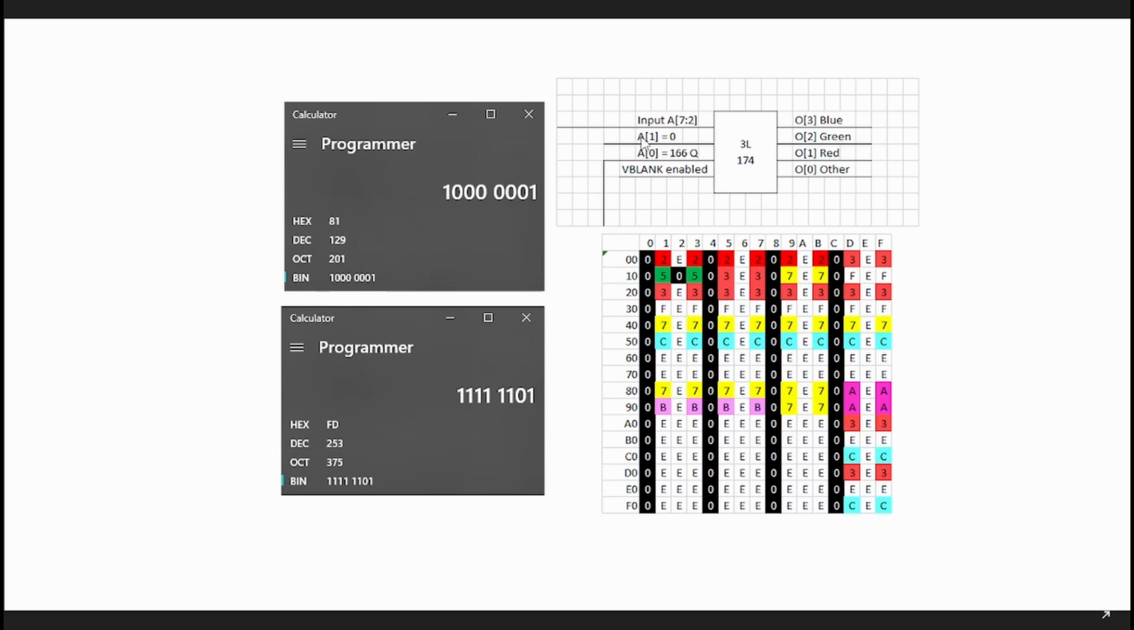Now if we add that A1 equals 1, it becomes 82 hex, and you can see that flips over to here, and that is E. So we've got our bullet on the screen, and our bullets are all white. You can see anything with this 2 is going to be white, same with the 6, A, and the E is always going to be white. So our bullets are always going to be white.